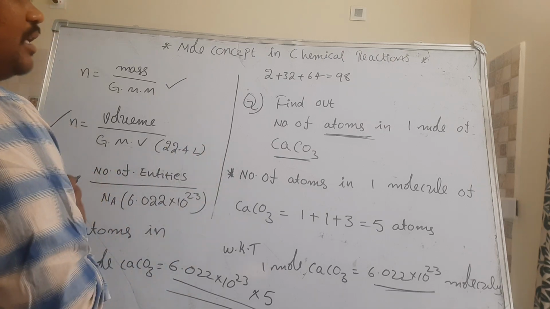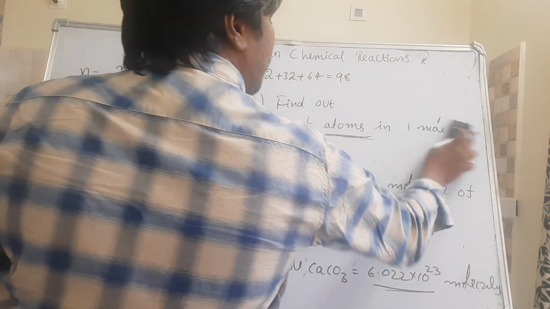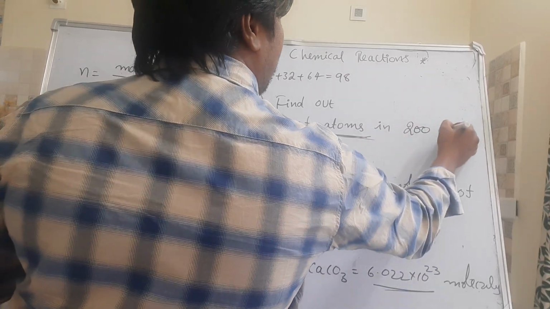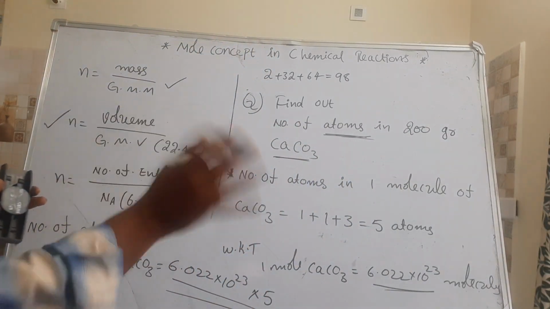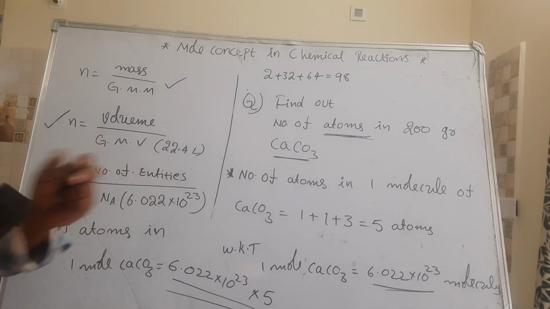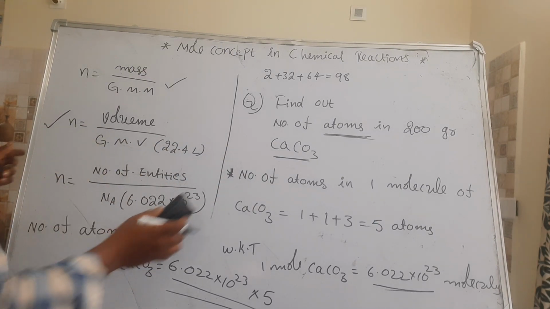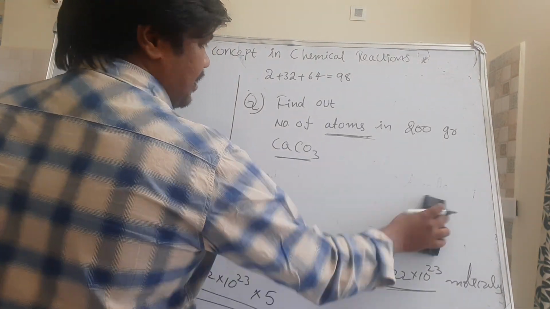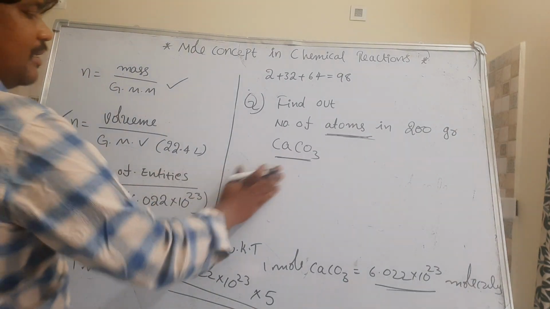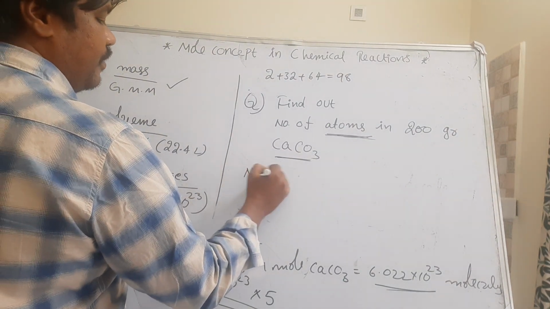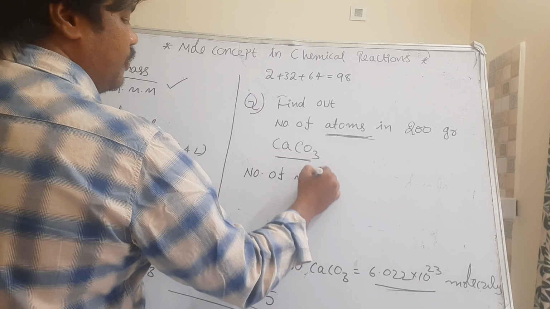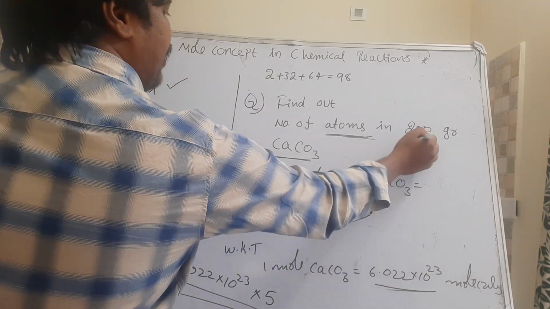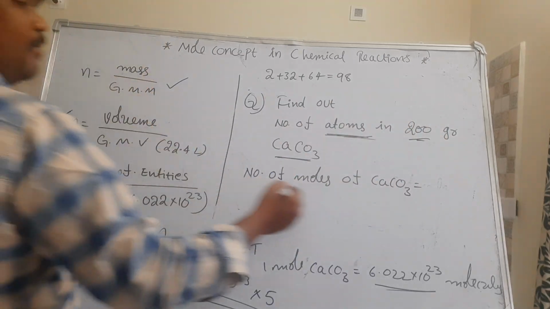Suppose they are asking the number of atoms in 200 grams of CaCO3. Here they are not giving the number of moles. First of all, you have to find out the number of moles. In this case, they are giving mass. So the number of moles of CaCO3, you have to use the formula mass by gram molar mass.